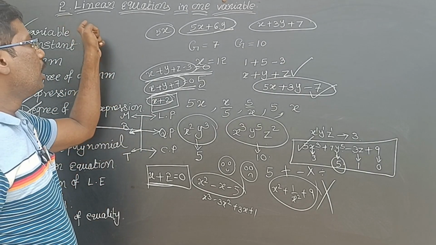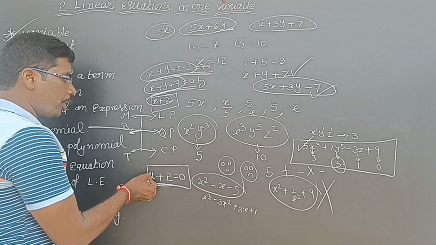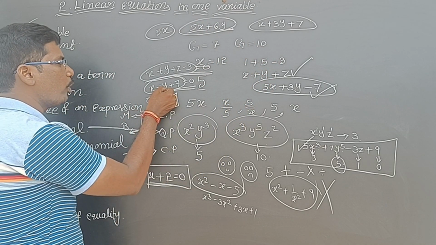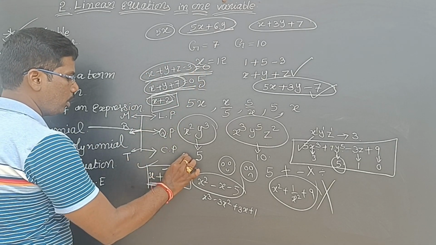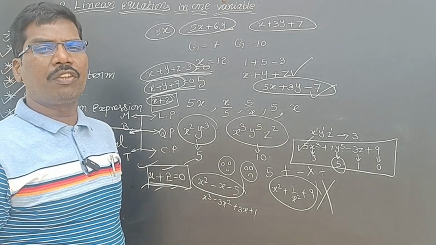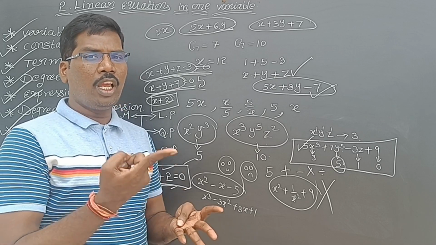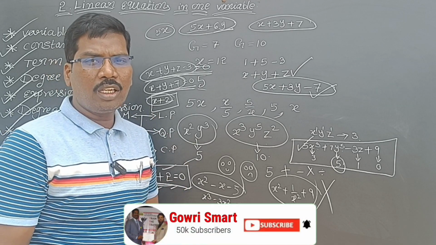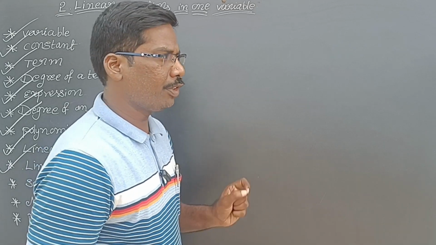Now our lesson is linear equation in one variable. So this is a linear equation in one variable, this is a linear equation in 2 variables, and this is a linear equation in 3 variables. Now we have to study linear equation in one variable. Now we are going to discuss the solution, properties and the remaining concepts. Next, solution of a linear equation.